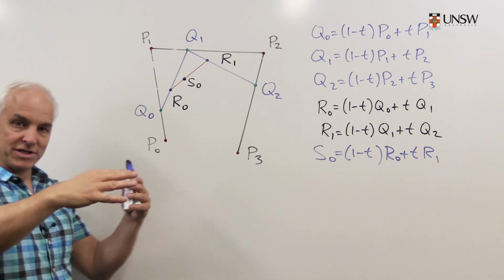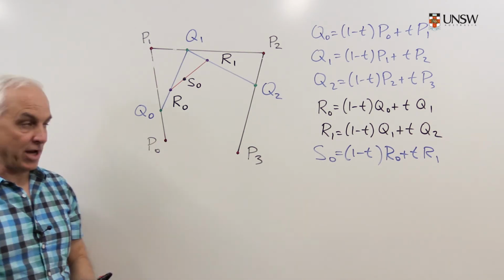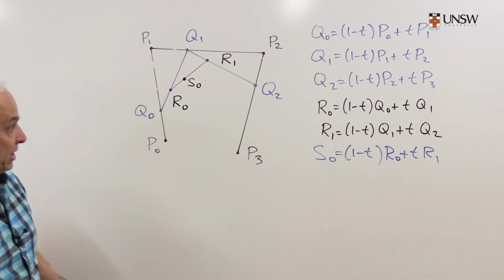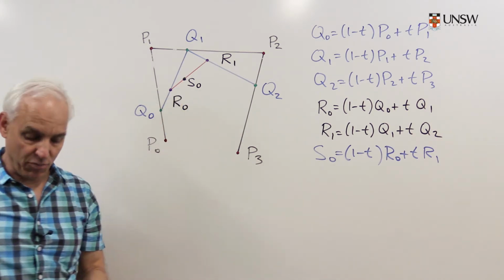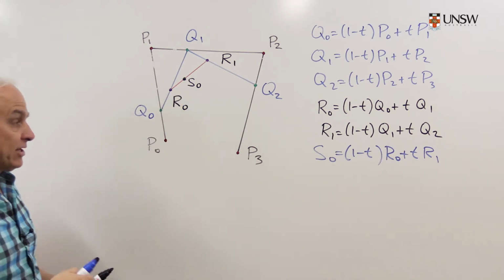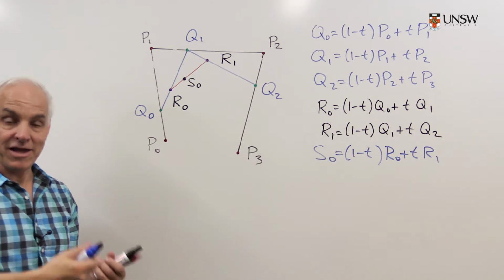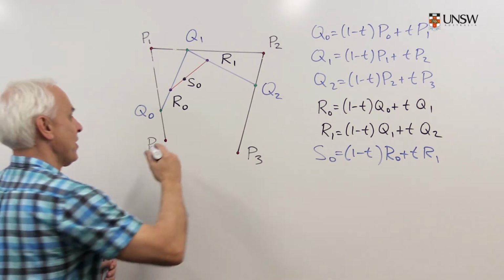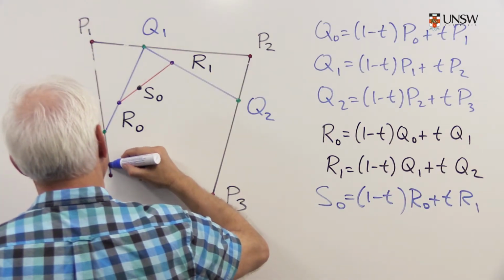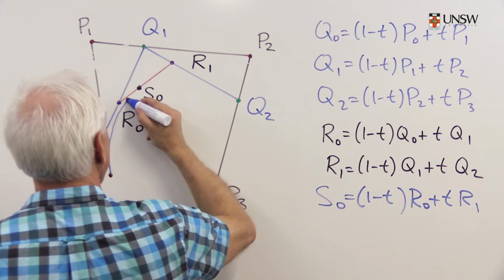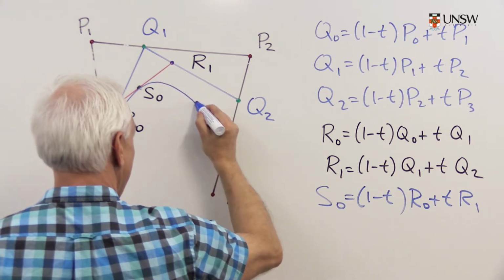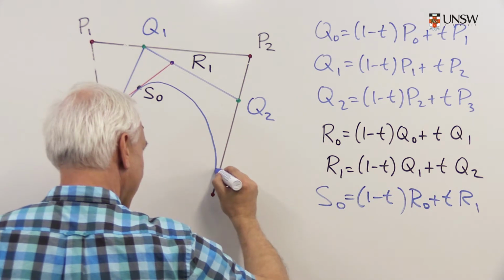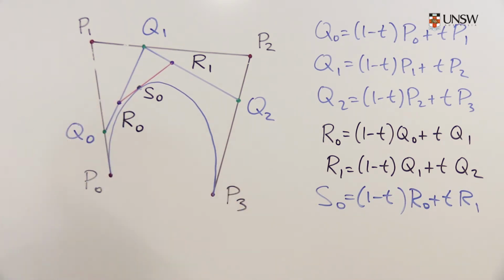So we have all these points moving from one end of the segment to another. And the point that we're really interested in is this S0 point. And its trajectory gives us the cubic de Casteljau Bezier curve, which might be something like this.